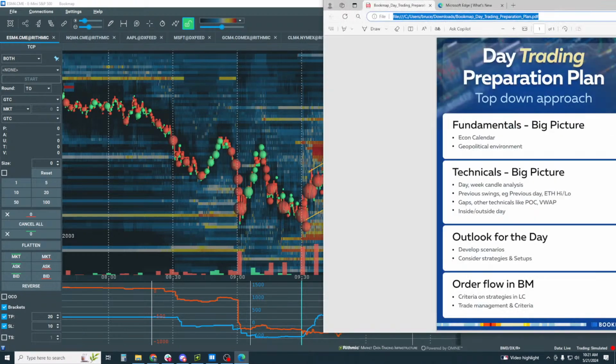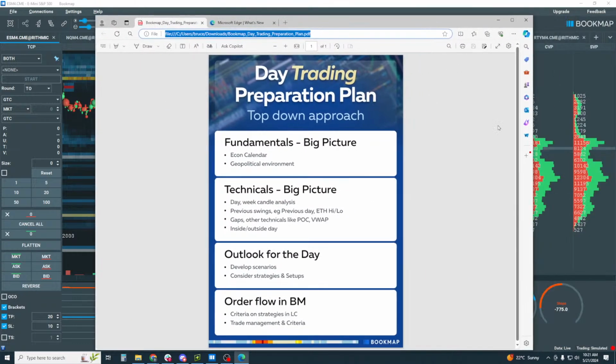All right, this is the PDF we put together. And this top-down approach to every day is to understand the fundamentals behind the market. Now, again, as we just covered everything in here, the fundamentals are massively important. However, it is the behavior of the traders making decisions with their orders that really moves the market.